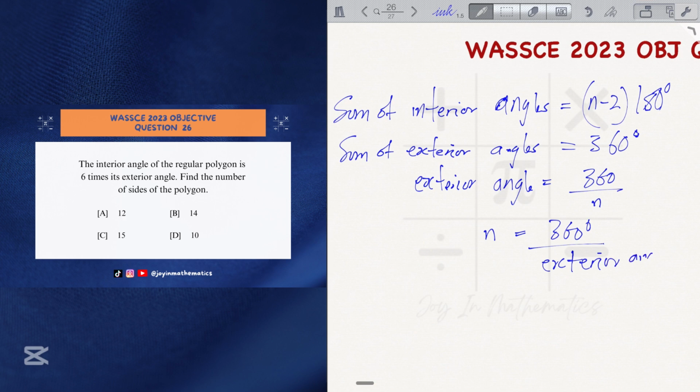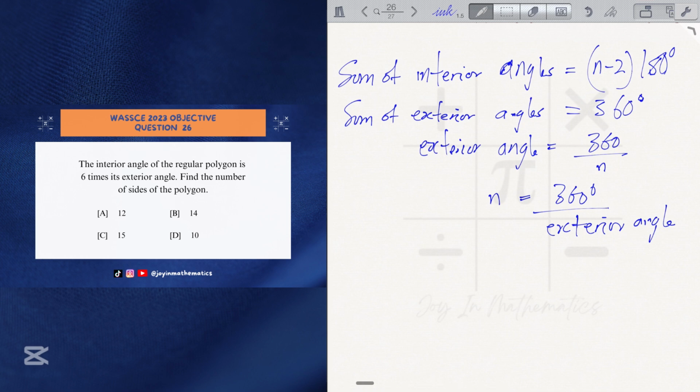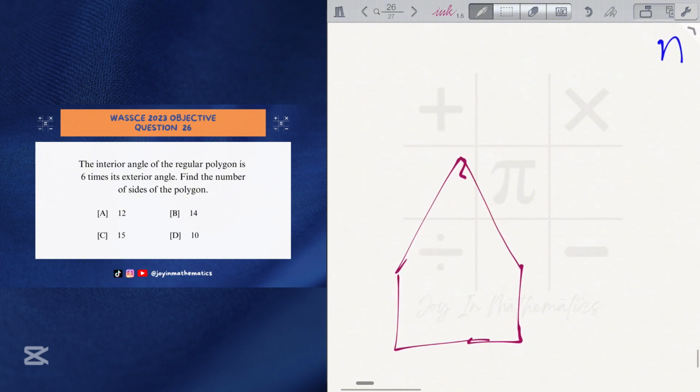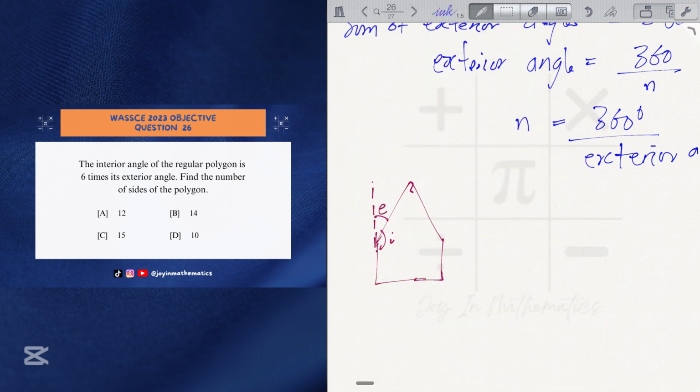Now, if you draw a diagram representing interior angle and exterior angle, let's say a regular polygon like this, maybe a pentagon, and this is the interior angle I, and if this line is elongated, we will have the exterior angle E. Now, this is a straight line. The angle on a straight line is equal to 180 degrees. So we are saying that the interior angle plus the exterior angle is equal to 180 degrees.